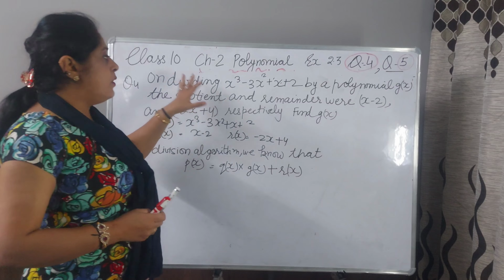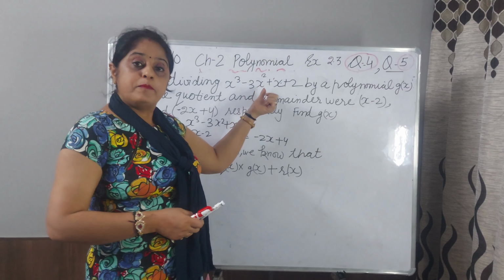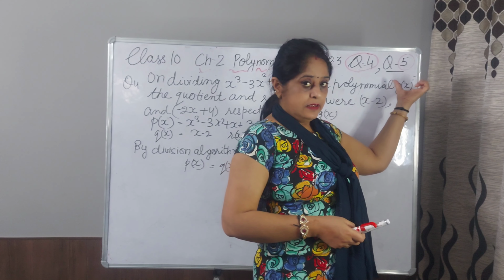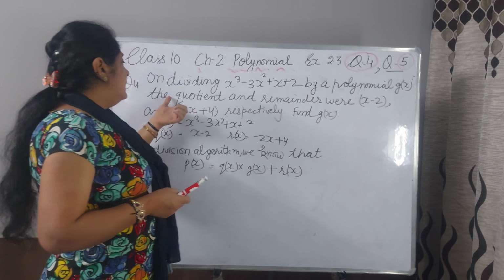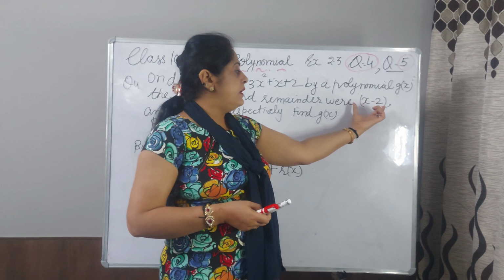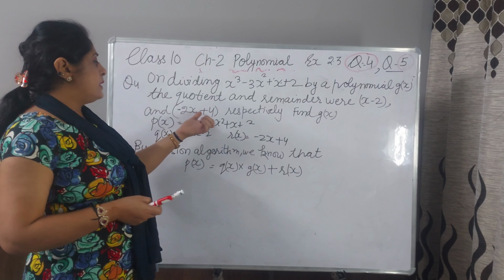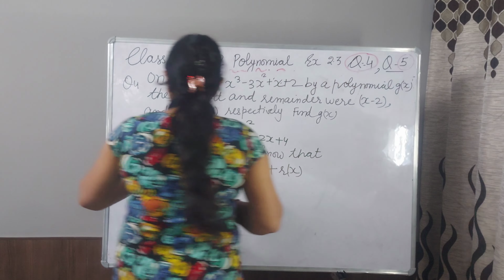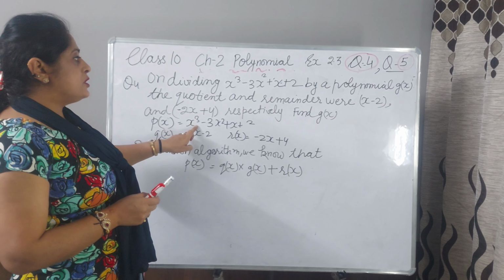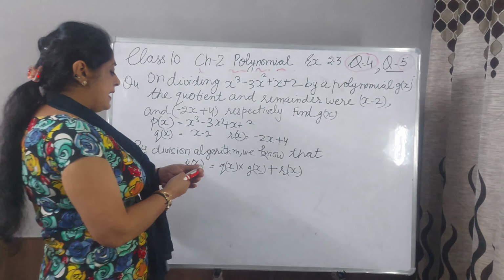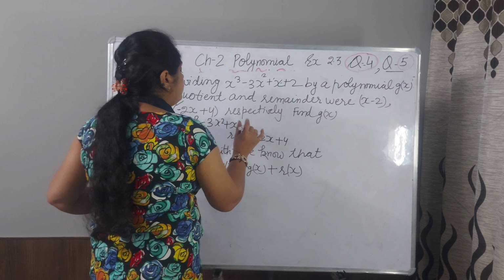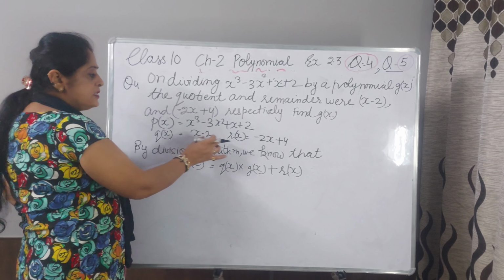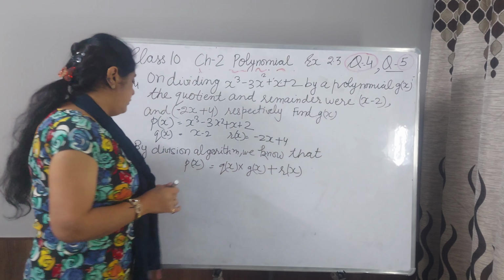Question 4 statement is on dividing x cube minus 3x square plus x plus 2 by a polynomial gx. Okay, gx we have to find. The quotient and remainder are given x minus 2 and minus 2x plus 4 respectively, and you have to find gx. I have written here our px is x cube minus 3x square plus x plus 2. This is our px. Quotient x minus 2 and remainder is minus 2x plus 4.